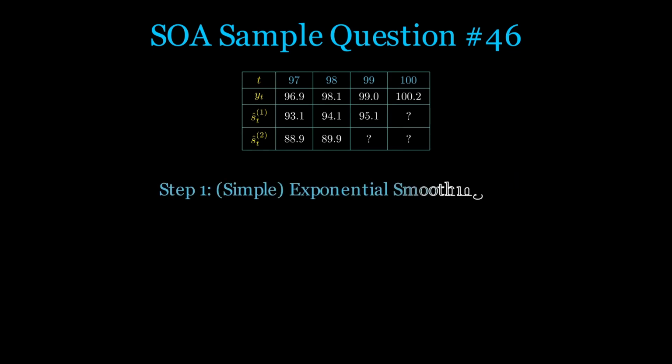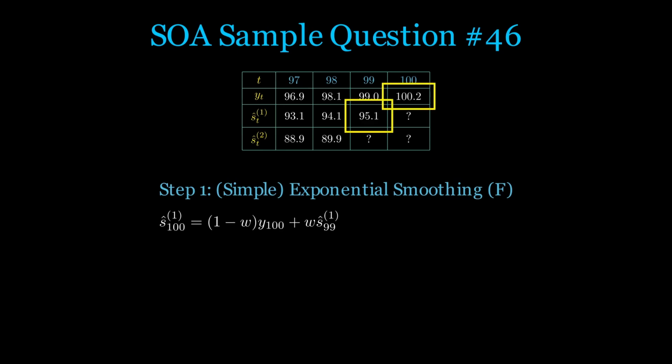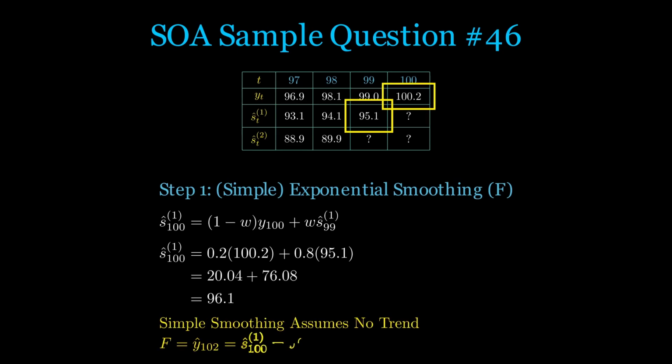First, calculating F. We need the smoothed value at time 100. We use the observation at 100 and the smoothed value at 99. The calculation gives us 96.1. Since we're forecasting for simple exponential smoothing, we assume that the level of the series remains constant after the last smoothed data point, regardless of what our data looks like. So in this case, y hat of 102 is the same as our most recent calculation of S at time 100. This gives us a forecast of 96.1, so F equals 96.1.